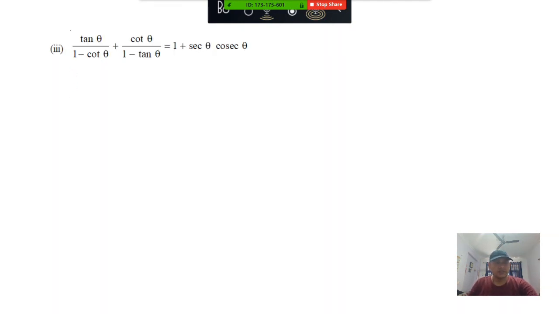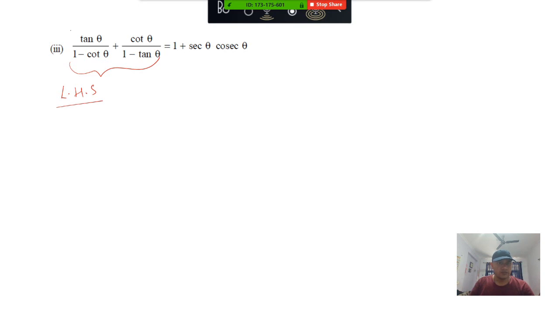So the third question is tan theta upon 1 minus cot theta plus cot theta upon 1 minus tan theta is equal to 1 plus sec theta cosec theta. So we have to prove from the left hand side to the right hand side. We have to prove that one. So let's solve the left hand side.